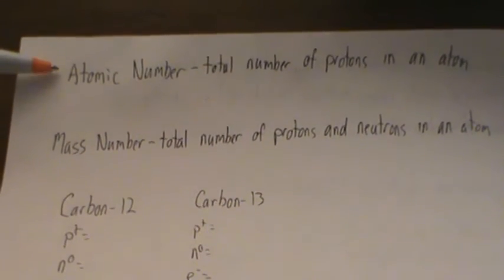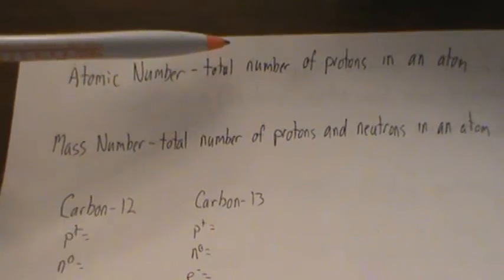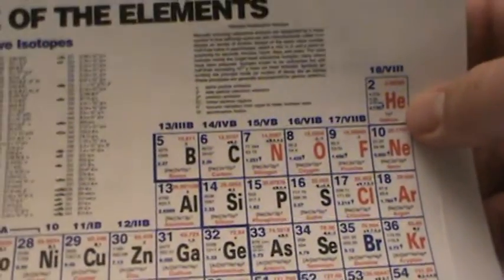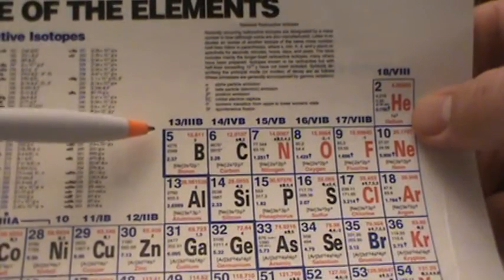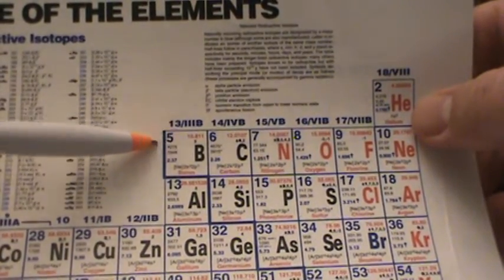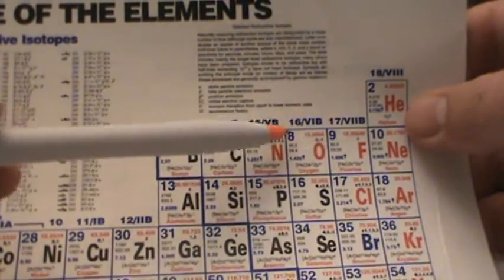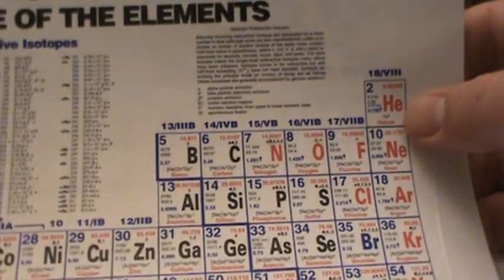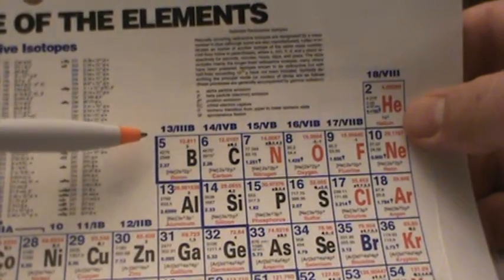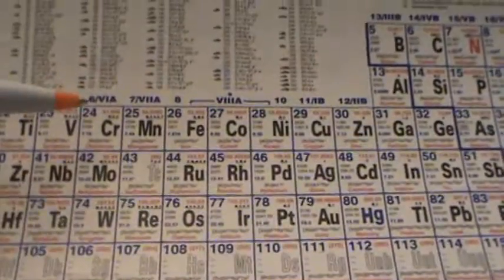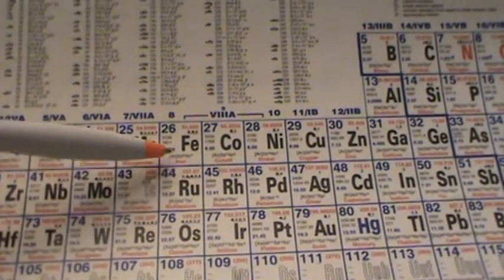So atomic number is the total number of protons in an atom. Now if we look at the periodic table, we have a lot of information on here, and the whole number that's inside every box for every element, that is the atomic number. So atomic number for boron would be 5. The atomic number for gallium would be 31. The atomic number for ruthenium would be 44.